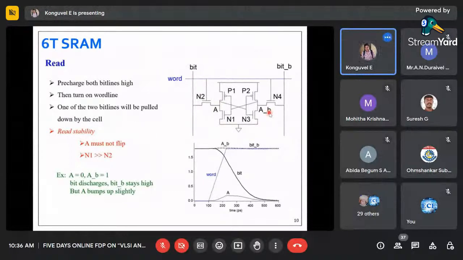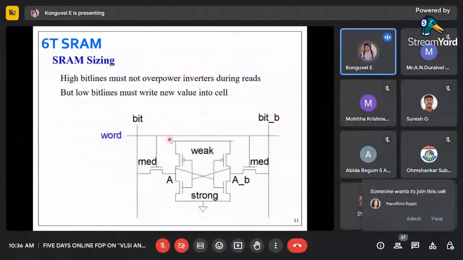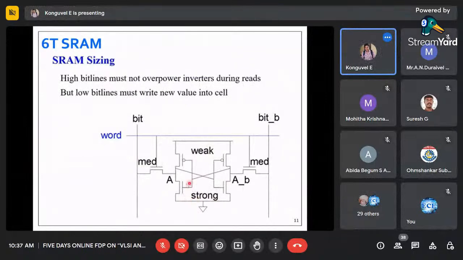So coming to the SRAM sizing, as I said, what should we have? We should have a weak PMOS, a medium NMOS, and a strong NMOS. Right? Then only it will maintain the A and A bar values. So the PMOS must be weak, and N2 and N4 will be stronger than the PMOS, and N1 and N3 must be even stronger.